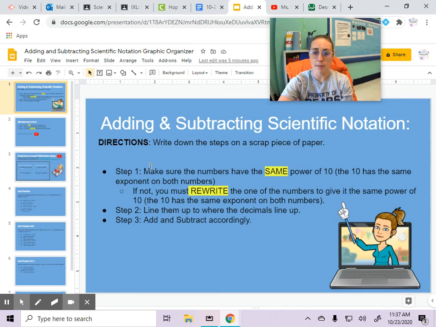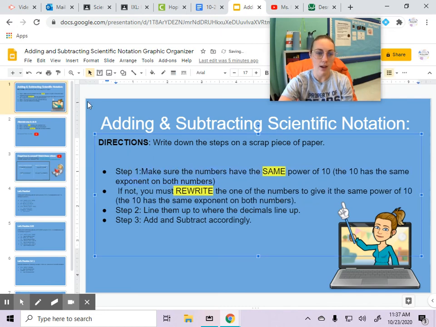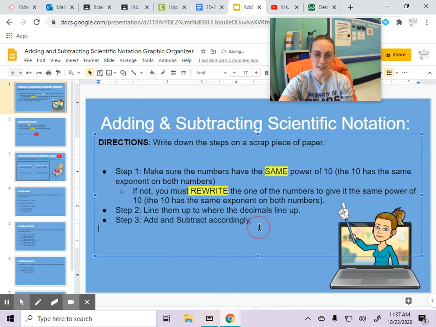Again, step one, make sure the numbers have the same power of 10. The 10 has the same exponent on both numbers. If not, again, you must rewrite one of the numbers to give it the same power of 10.